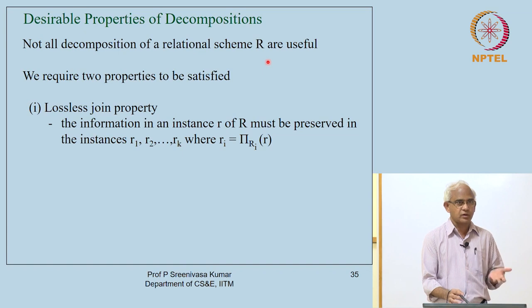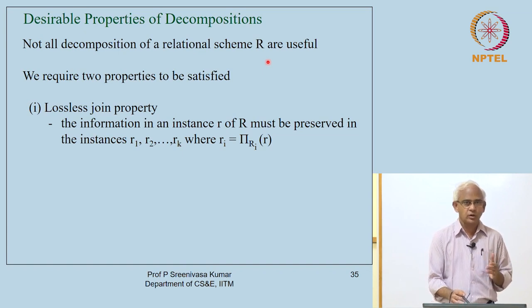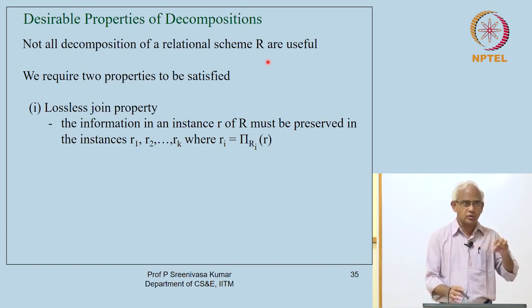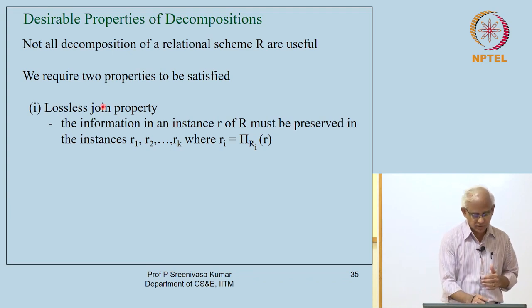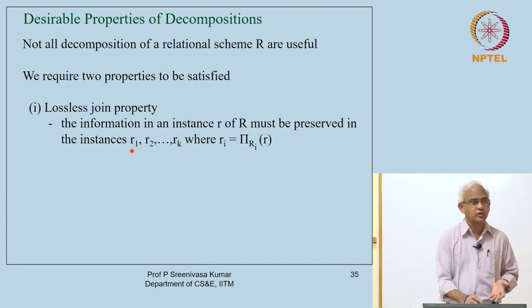Obviously you have to split the data also. You have to take the data, project it onto R1, project it onto R2, and then create data instances for these two schemes R1 and R2 that we decomposed from R. So data has to be also created. The original data, which is the instance R, has to be used in order to derive instances R1, R2.